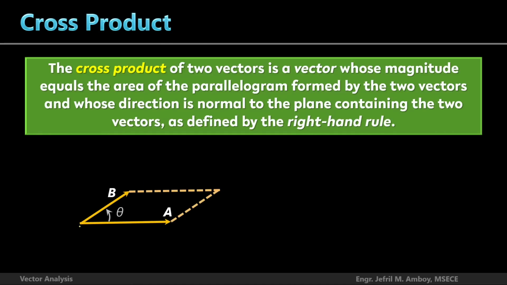So here, if this side has a length equal to A, which is the absolute value of vector A, and this side has a length B, which is equal to the absolute value of vector B, then a formula in geometry tells us that the area of this parallelogram is the product of the length of the sides, A and B, multiplied by the sine of the angle between them. So this is the area of this parallelogram.